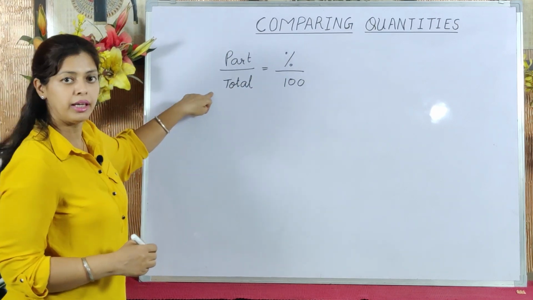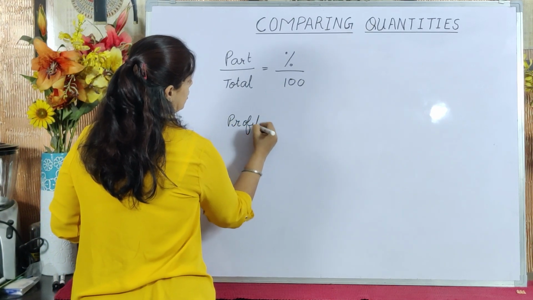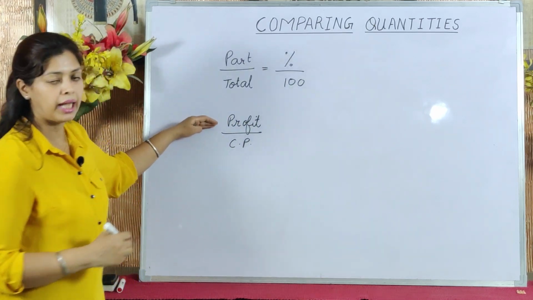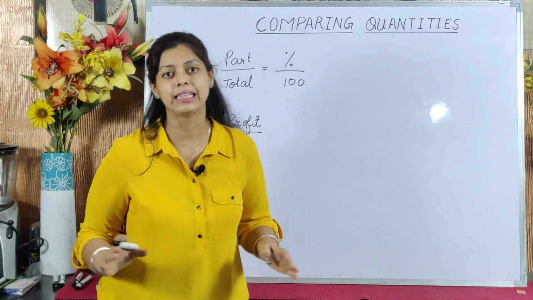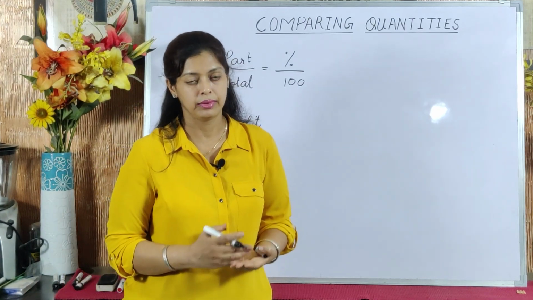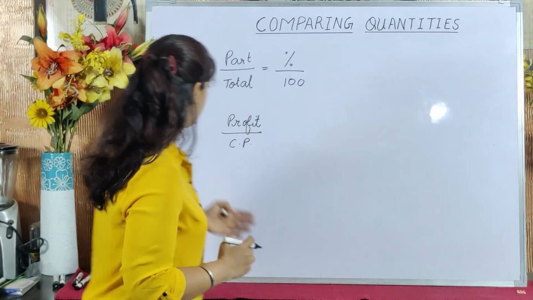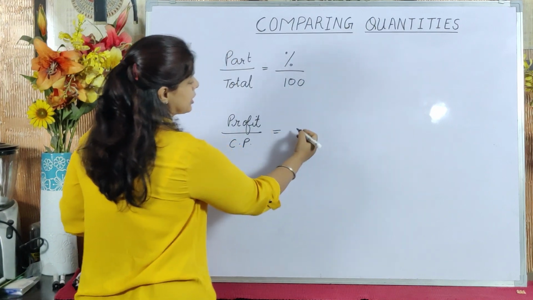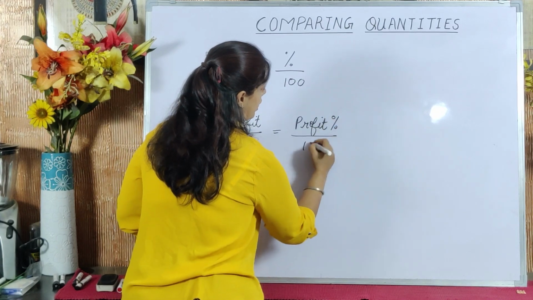Now you can replace this part and total in this formula. Part can be replaced as profit and total is the cost price. Because profit and loss, you have to remember, they're always calculated on the cost price and not the selling price. Because depending on at what rate you have purchased the item, then only you will decide whether you sold it at a profit or you sold it at a loss. So this will be replaced with profit and total is your cost price. And percentage can be replaced with profit percent in case of profit percent upon 100.